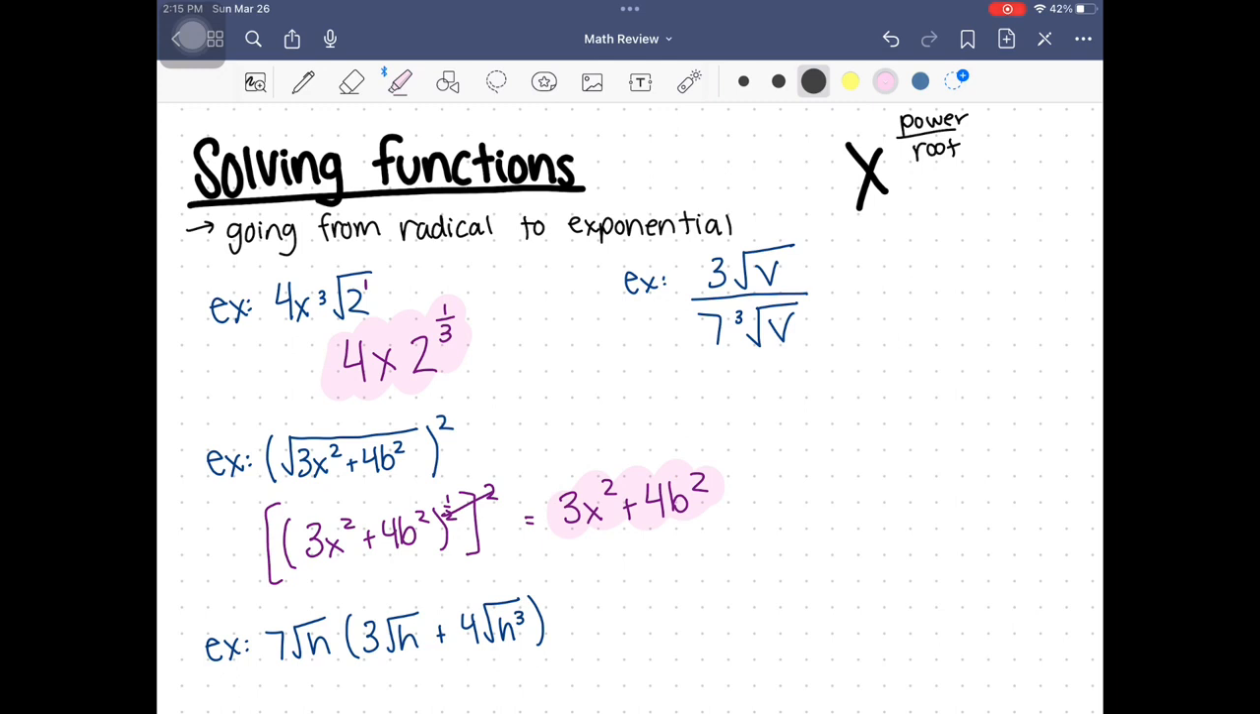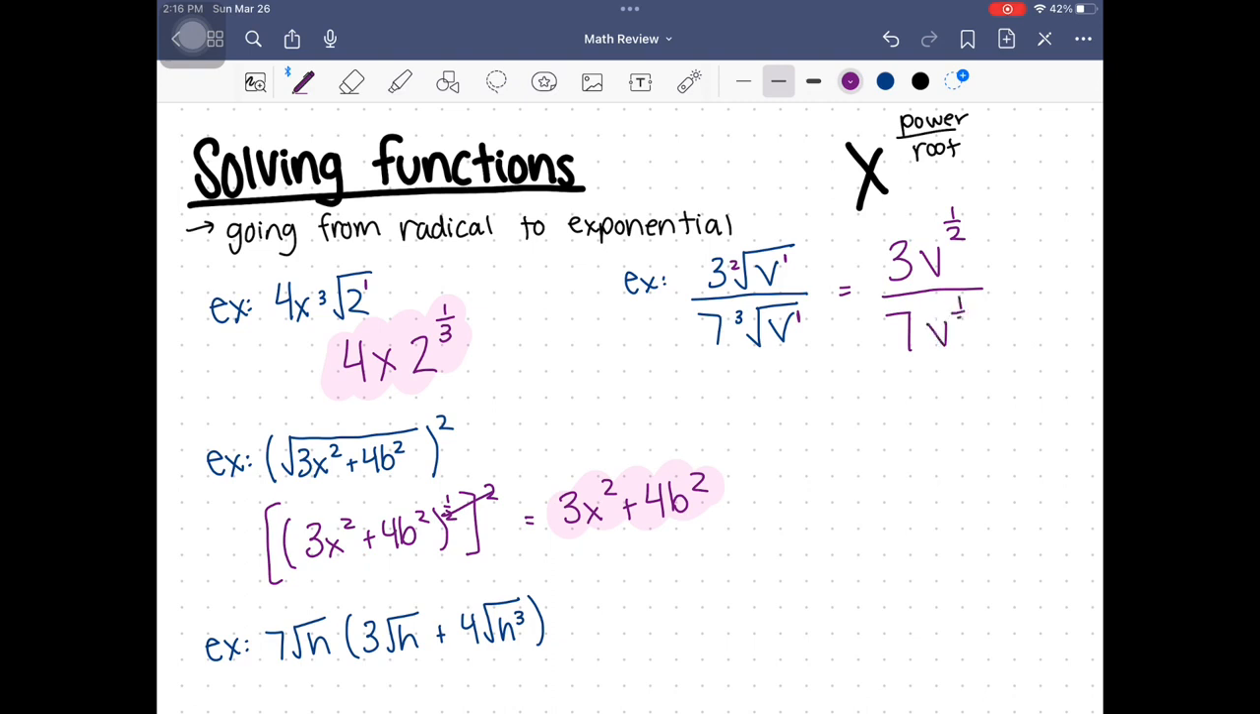Now, the next one that I want to show you is this example over here to the side that says 3 square root of v divided by 7 cube root of v. This one we need to convert into different things. Okay, so I'm going to have my 3. Again, my index is 2 and my power is 1 because this is a square root. So this is going to be v to the 1/2. And then I'm going to convert the bottom. This is going to be 7. And again, my root is 3 and my power is going to be 1. So this is v to the 1/3.